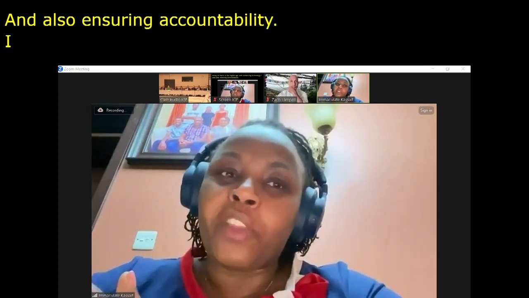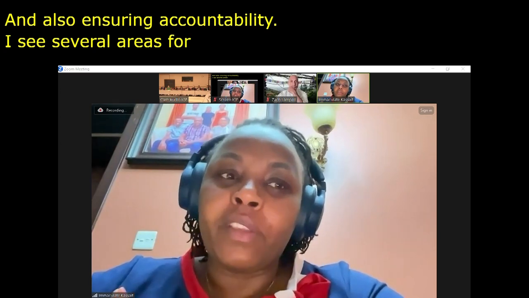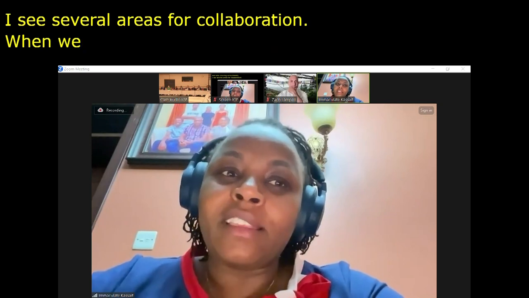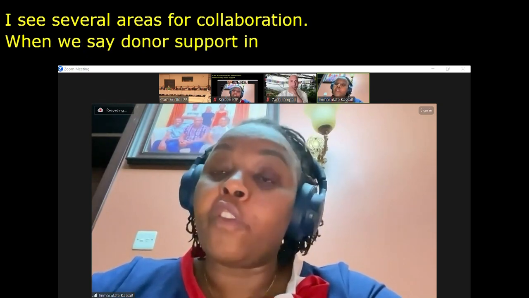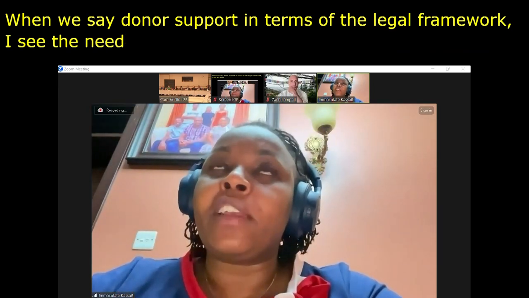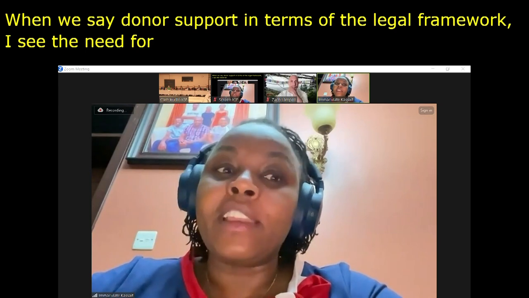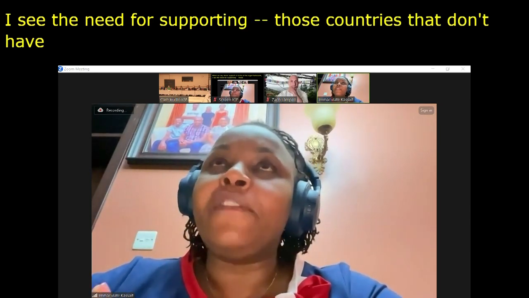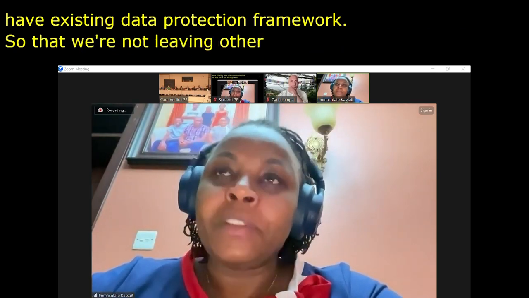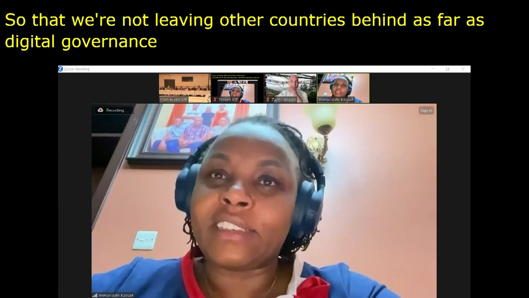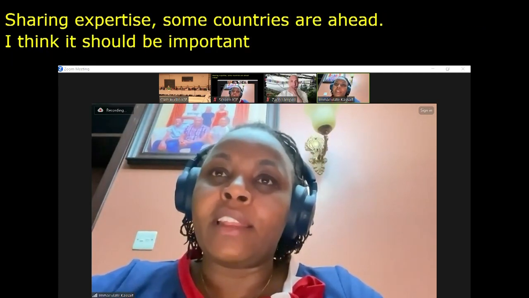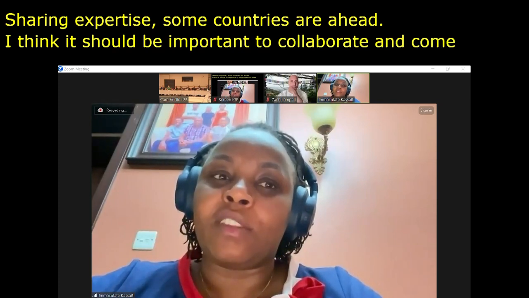On donor support and countries being aligned in terms of their legal framework, I see the need for support in reviewing the current legal and regulatory framework. And for those countries that don't have an existing data protection framework, they need to be helped, so that we're not leaving other countries behind in as far as data governance is concerned. Sharing expertise: some countries are ahead. I think it would be important to collaborate and come up with guidance notes in as far as this is concerned.